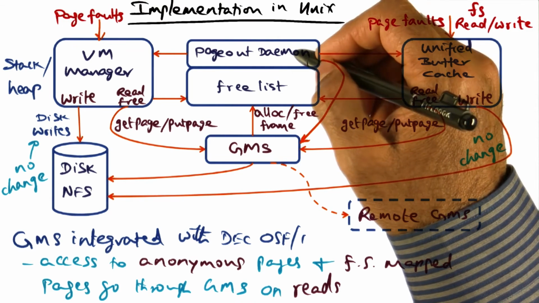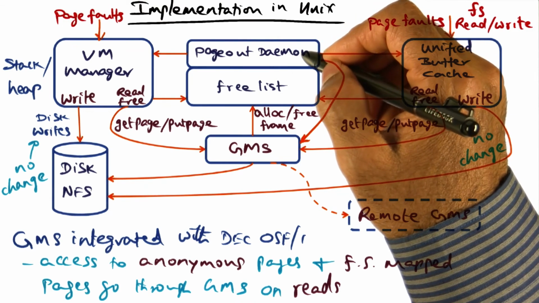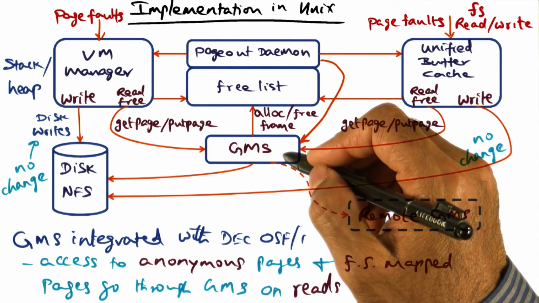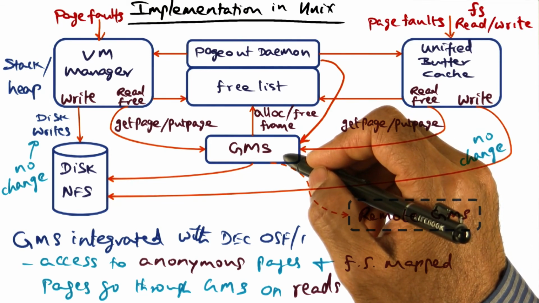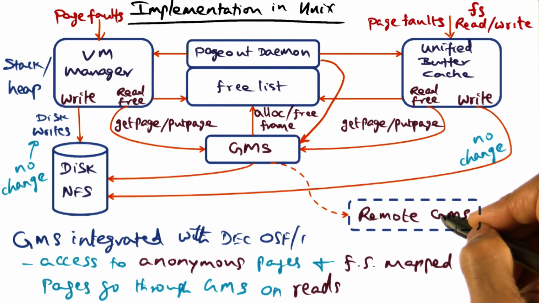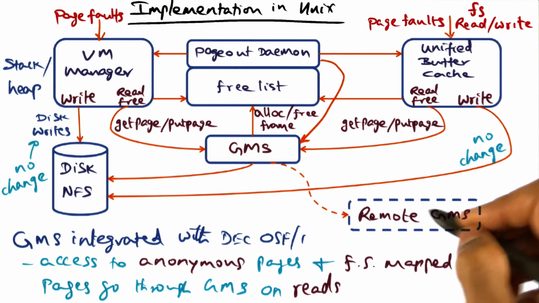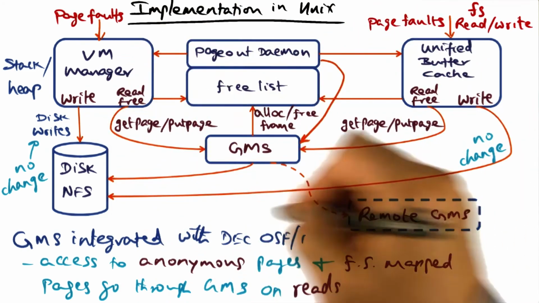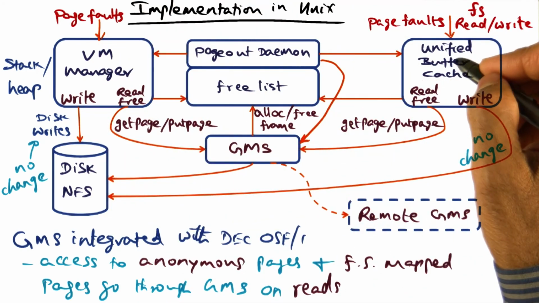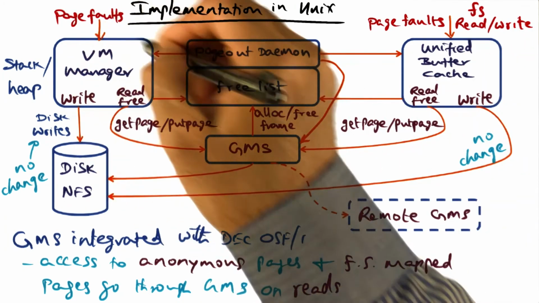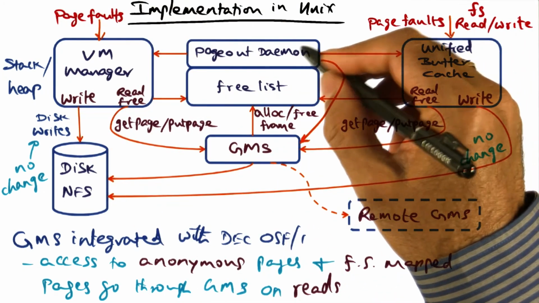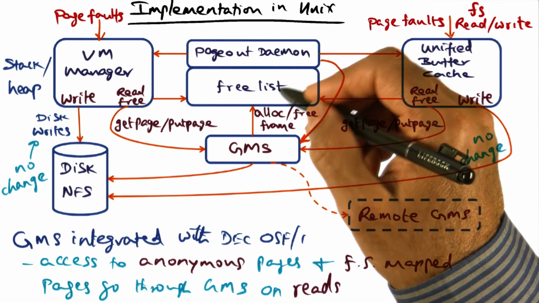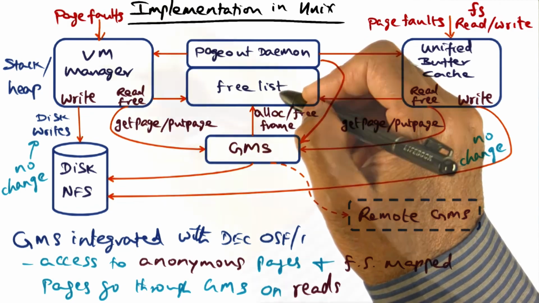But now, when the pageout daemon wants to discard a clean page, it will give it to GMS, because GMS will say, well, don't throw it out. I will put it into cluster memory so that it is available later on for retrieval rather than going to the disk. So this is how GMS is integrated into this whole picture, interacting with the unified buffer cache, interacting with the VM manager, and the pageout daemon, and the free list maintenance as well, in terms of allocating and freeing frames on every node.